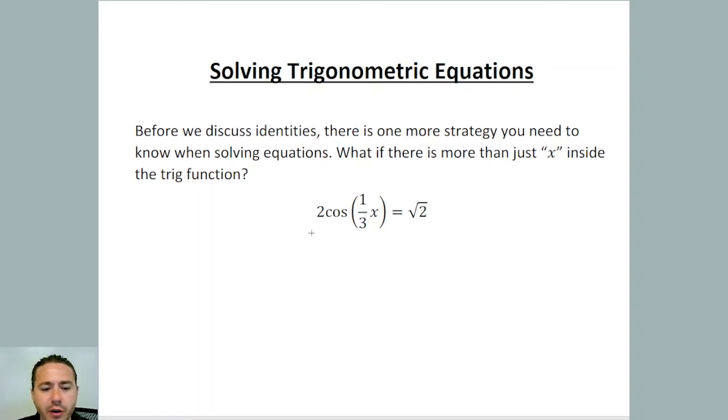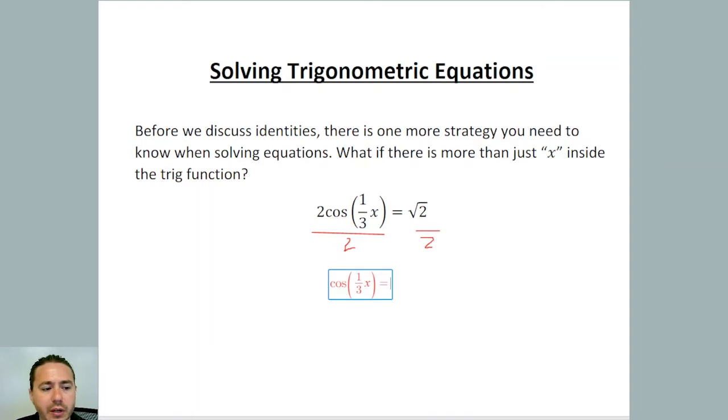The first thing we want to do is divide both sides by 2, to basically reduce this. 2 divided by 2 reduces to 1. And so then we're left with cosine. Oh, that's kind of small. Let's bring that a little bigger here. Okay, so cosine of 1/3 x now is equal to root 2 over 2.